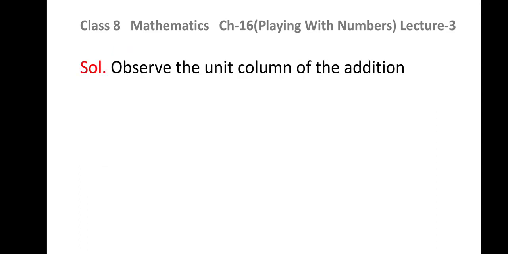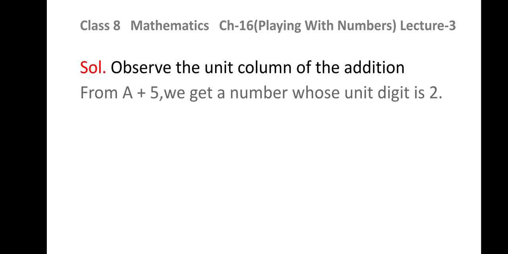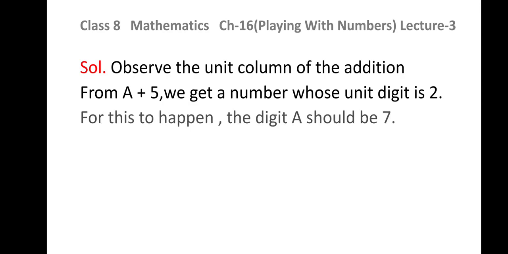Observe the unit column of the addition. I told you that the easiest way to solve these questions is to observe the unit column first. And we need A plus 5. From A plus 5, we get a number whose unit digit is 2. As I told you, I needed to take a number in place of A so that if I add it to 5, the answer should be 2. What is that number? Obviously, if I take A as 7, then 7 plus 5 will give you 12 and 1 will be carried forward to the next column.